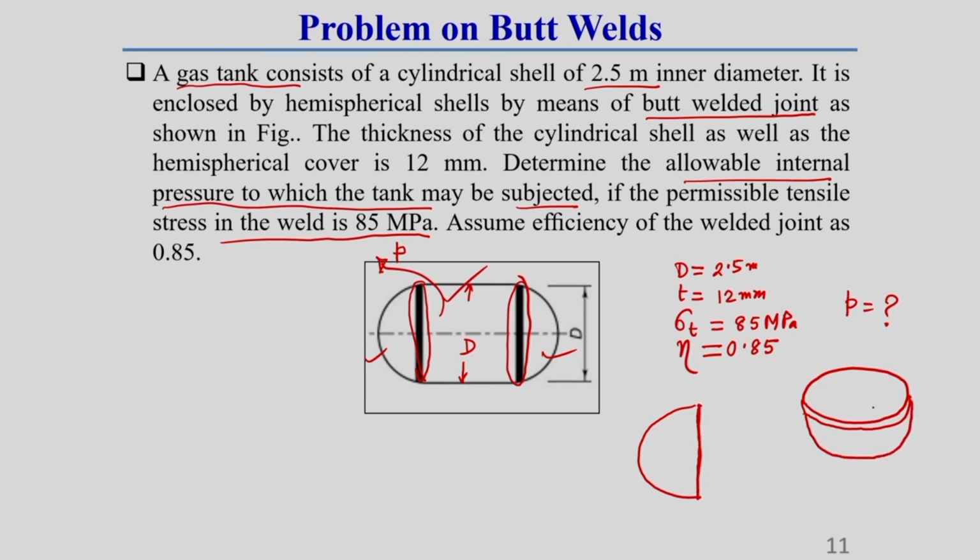This is the hemisphere portion. Now, you see this hemisphere portion has an internal diameter d, which is given as 2.5 meter. And the thickness is also given as t equal to 12 millimeter. So, if we draw like this, this is the hemisphere thickness. Let us say I am just drawing it a little bit bigger.